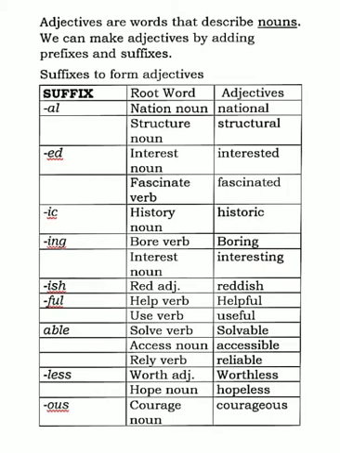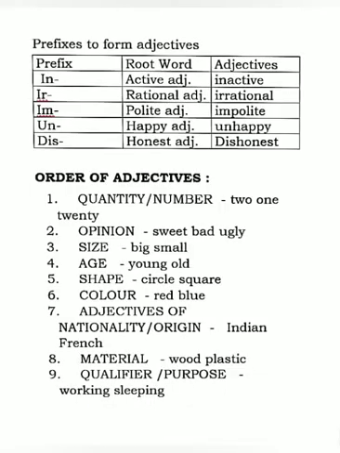As I have told you, adjectives can be formed by adding suffixes as well as prefixes. So far we have seen the suffixes. Now we will see the prefixes. A prefix is something that comes before the root word. The first prefix is in. The root word here is active. It's an adjective, so its adjective form will be inactive.